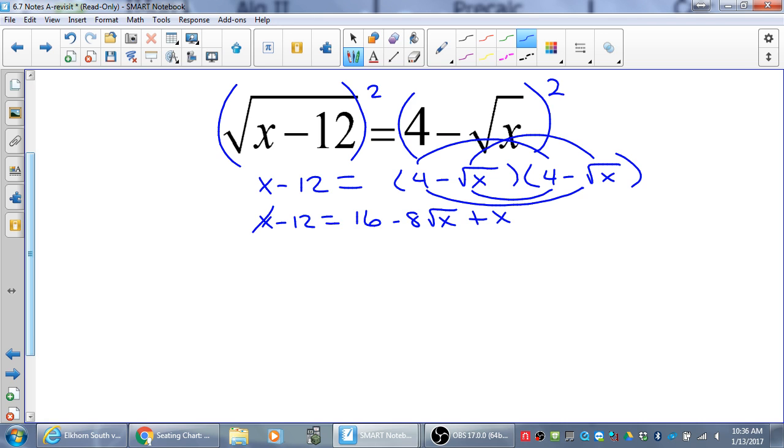Now, this seems to be happening a lot. We can subtract those, and they both go to 0. I can minus 16, and I get negative 28 equal to negative 8 square root of x. So you guys got so far? Yeah. Okay. So then you divide by negative 8.